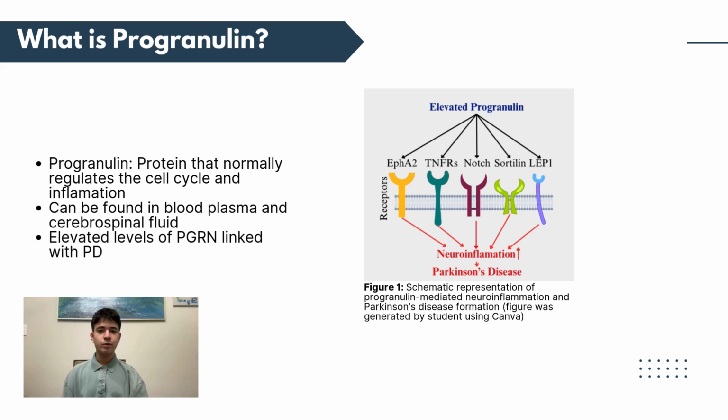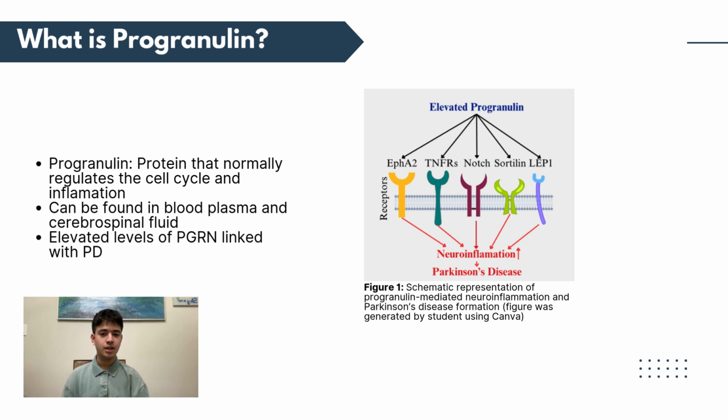So now we'd like to give you some background information about the protein that we're focusing on for our research, which is progranulin. Progranulin is a protein that normally regulates the cell cycle and inflammation and can normally be found in blood plasma and cerebrospinal fluid, or in the brain. Recently, through the research of Dr. Jenny Helkvist and her colleagues, elevated levels of progranulin have been linked with Parkinson's disease.